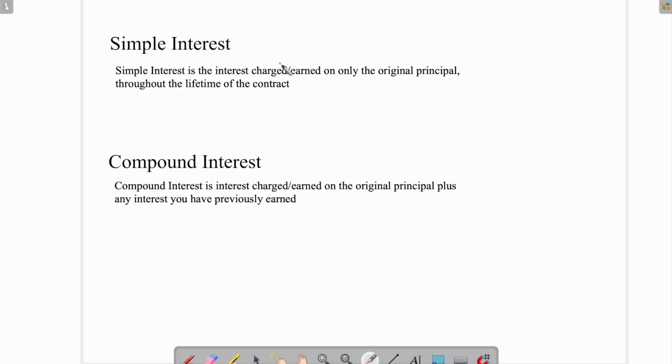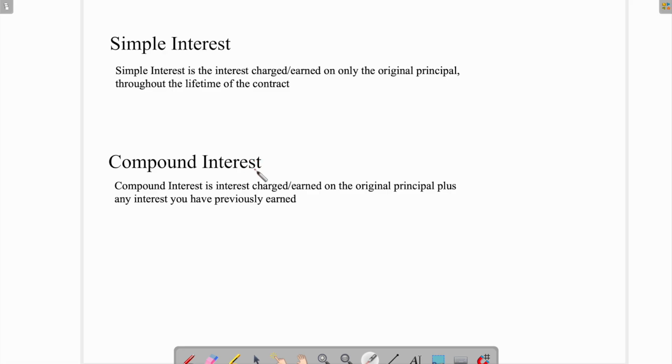So simple interest is the interest charged on only the original principal throughout the lifetime of the contract. So no matter how much interest you earn, let's say you put in $100, and then you earn 10 cents, let's say, every payment, you're only ever going to earn interest on that $100. You're not going to earn on the accumulation of the funds.